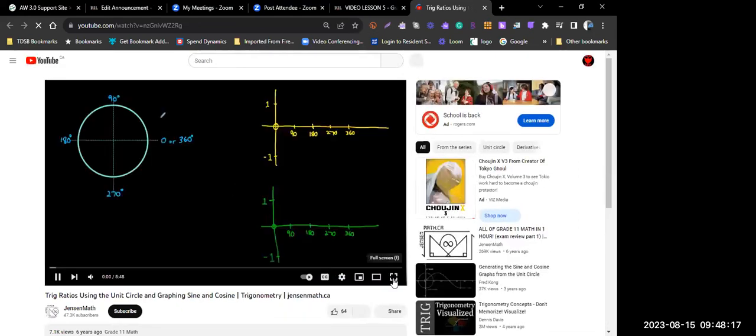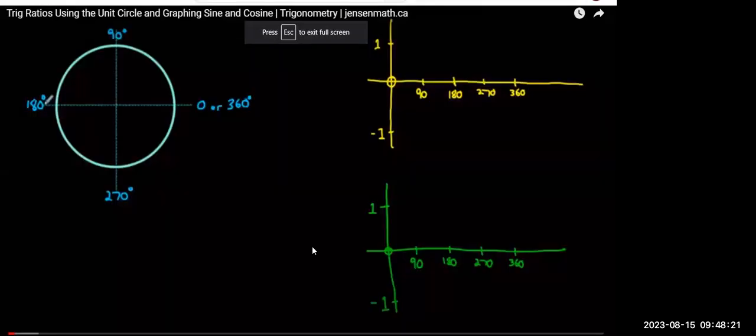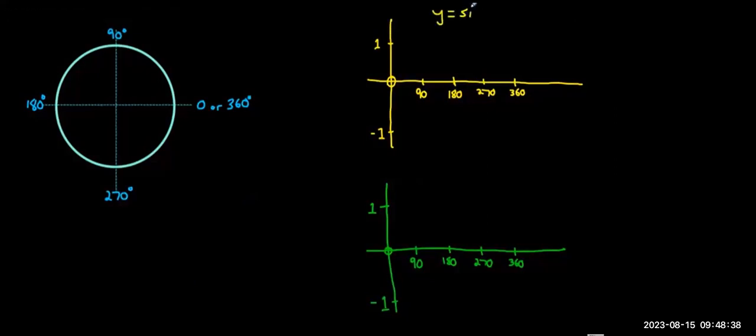Let's look at how we can relate the primary trig ratio, sine, cosine, tan, to the unit circle. Remember, a unit circle is a circle centered at the origin with the radius of 1. How we can relate the three primary trig ratios to this unit circle, and then use that relationship to help graph what sine theta and cos theta actually are.